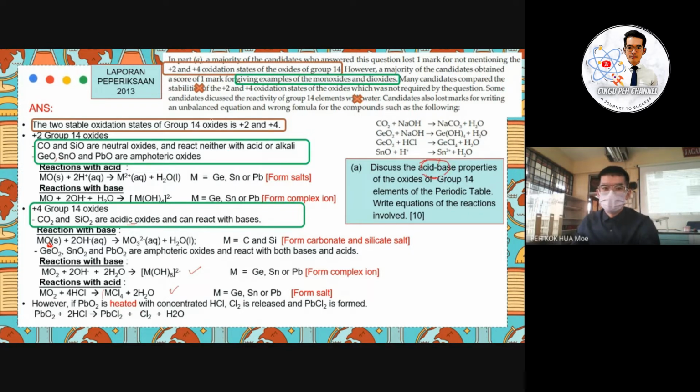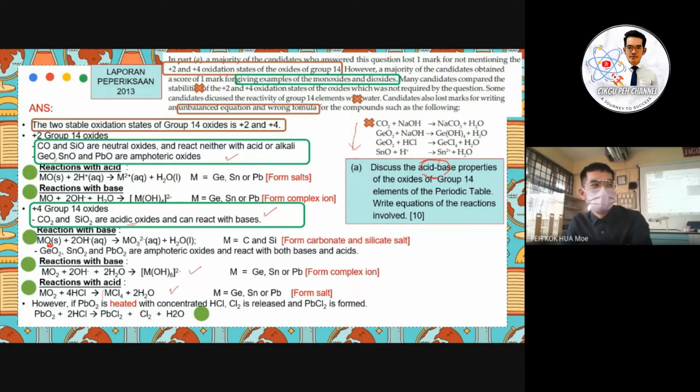So you just need to give the points which I boxed with the green already, the reaction of the monoxide, dioxide, and whether they are neutral, acid, or amphoteric here, right? Okay, and then the most important part is you give the equation because the mark here is 10 marks. Okay, so according to the Laporan, many students gave the unbalanced equation and wrong equation. For example here. So that means if you give the equation but it's unbalanced, you also lose the mark. So you can see here we have about 6 equations here.